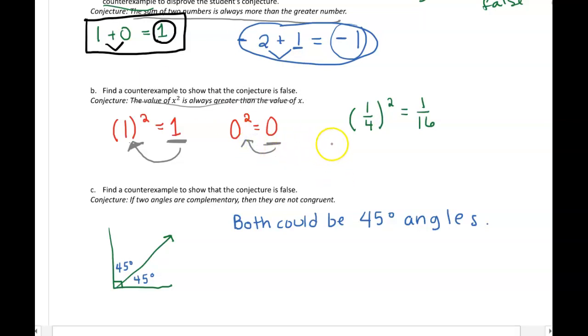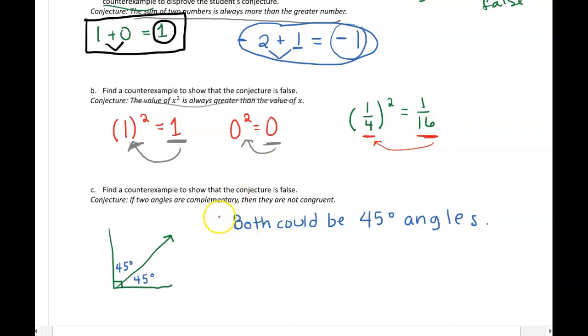And then the last thing I could think of, and there may be more, guys, is anytime that you square a fraction that's less than 1 or a decimal less than 1 even, okay, this number is going to be smaller than this number. Anytime you square a number less than 1, it's going to be smaller than this number.